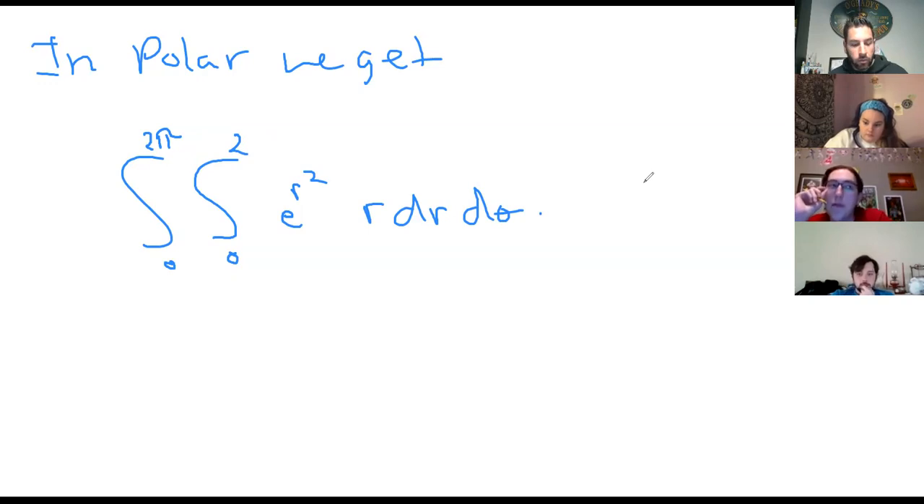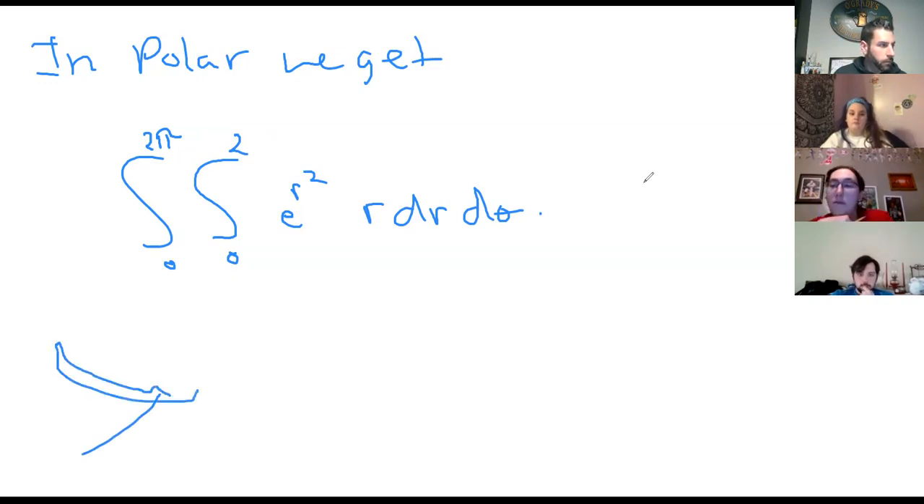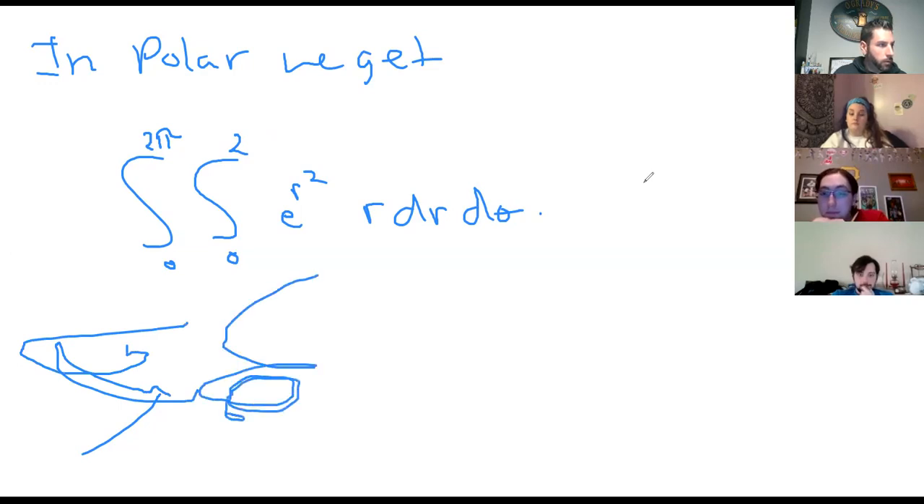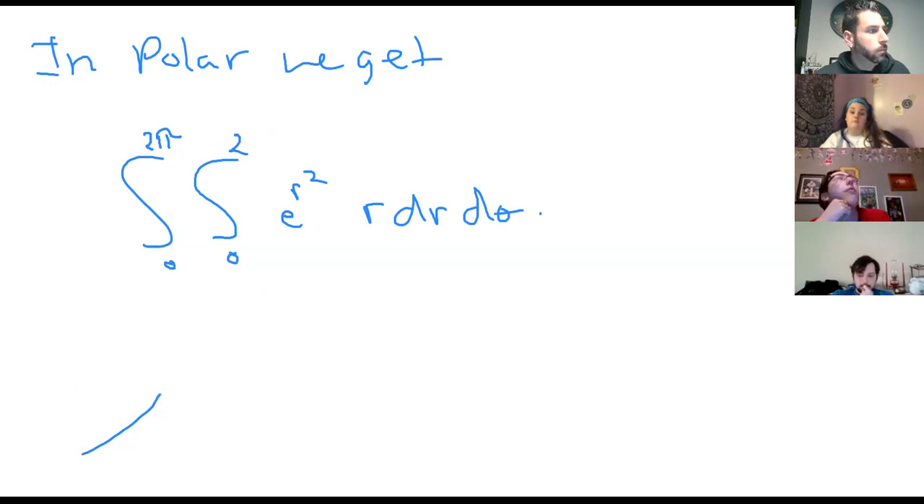Now, how does this integral work? Well, let's solve it. This integral requires a u substitution.